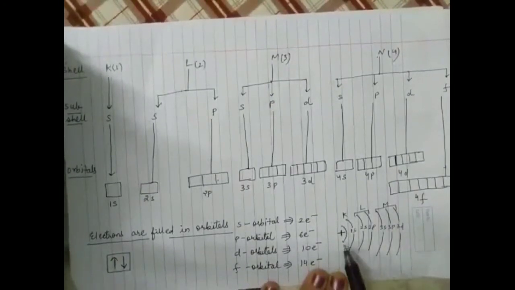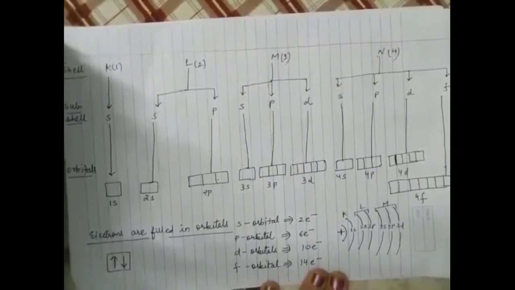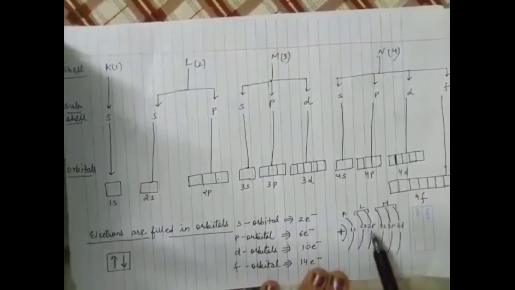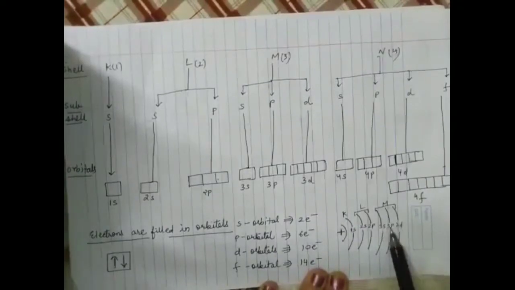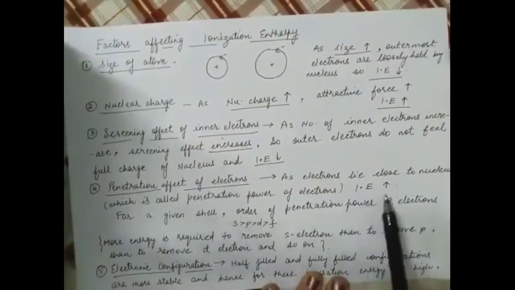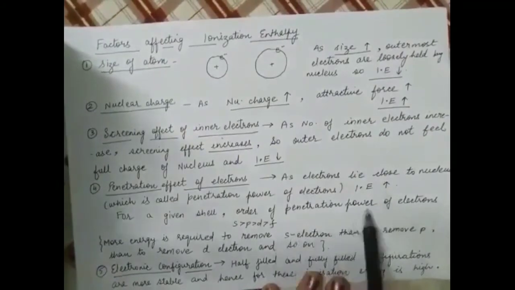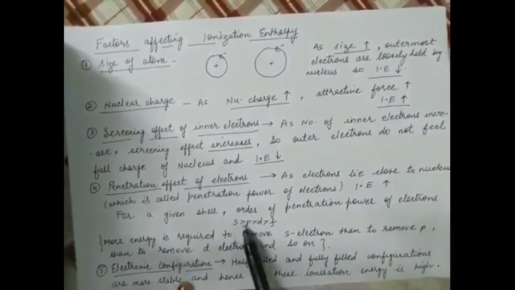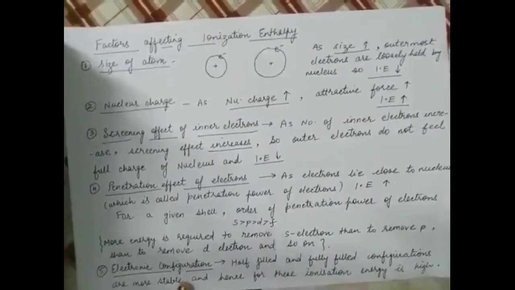So if I see close to the nucleus, my 1s orbital is there. After 1s, my 2s orbital will come. After 2s, 2p orbitals are present. Afterwards 3s, then 3p, and then 3d. This is known as penetration power. So as the electrons lie closer to the nucleus, ionization enthalpy will increase. And what is the order of penetration power? Now we have seen the diagram. So s is closest, then p, then d, and then f.